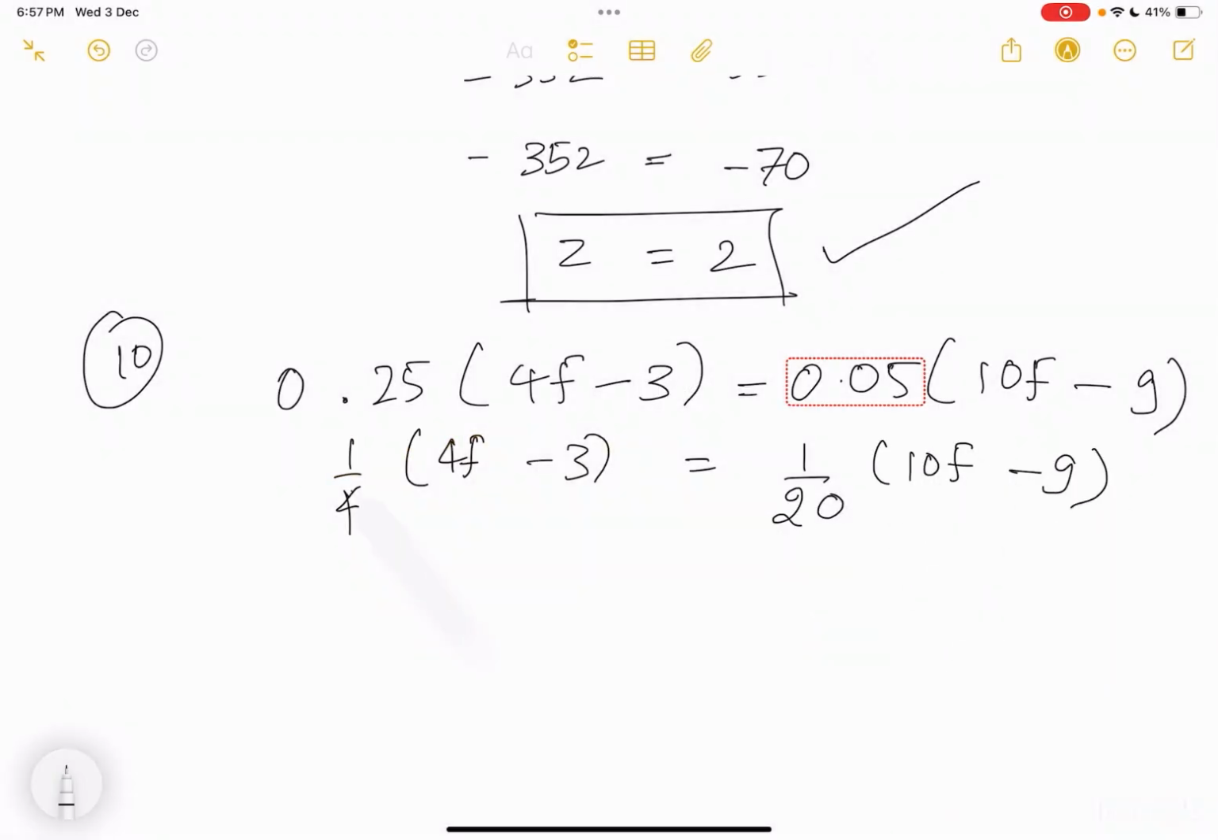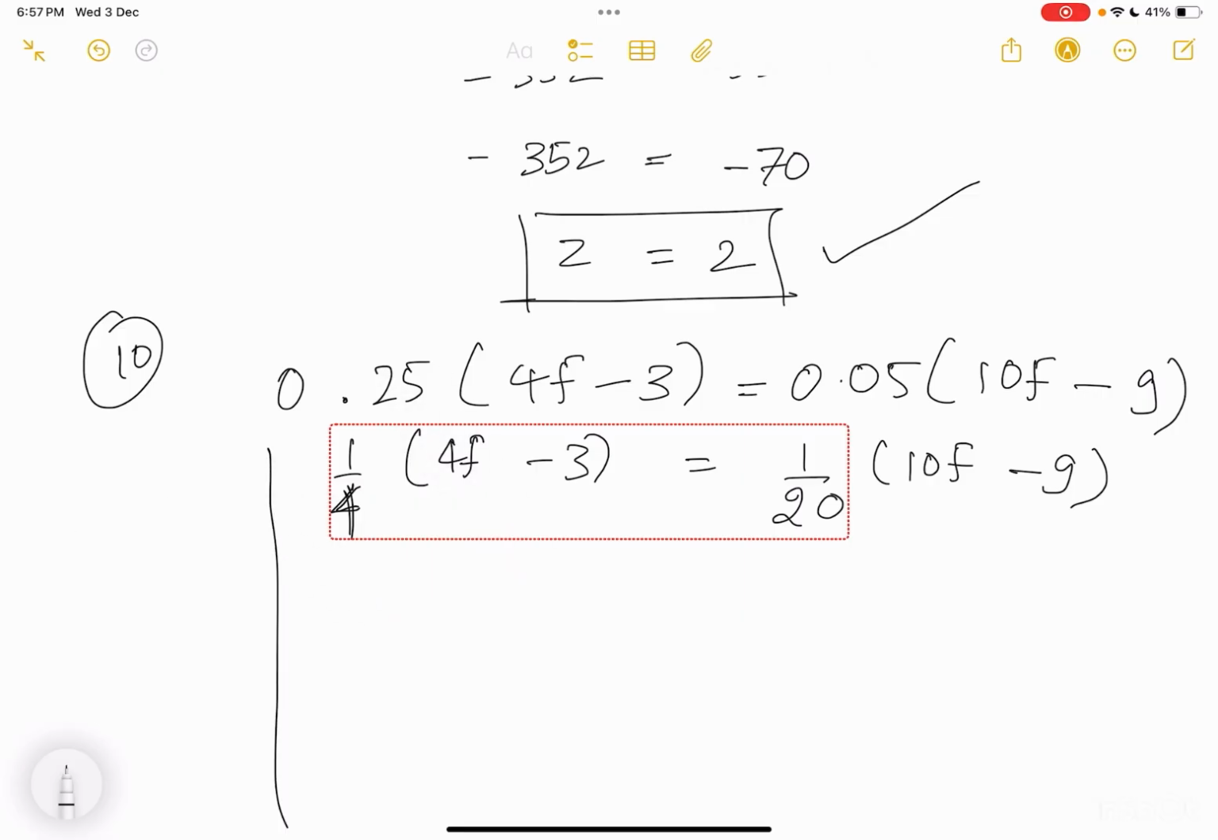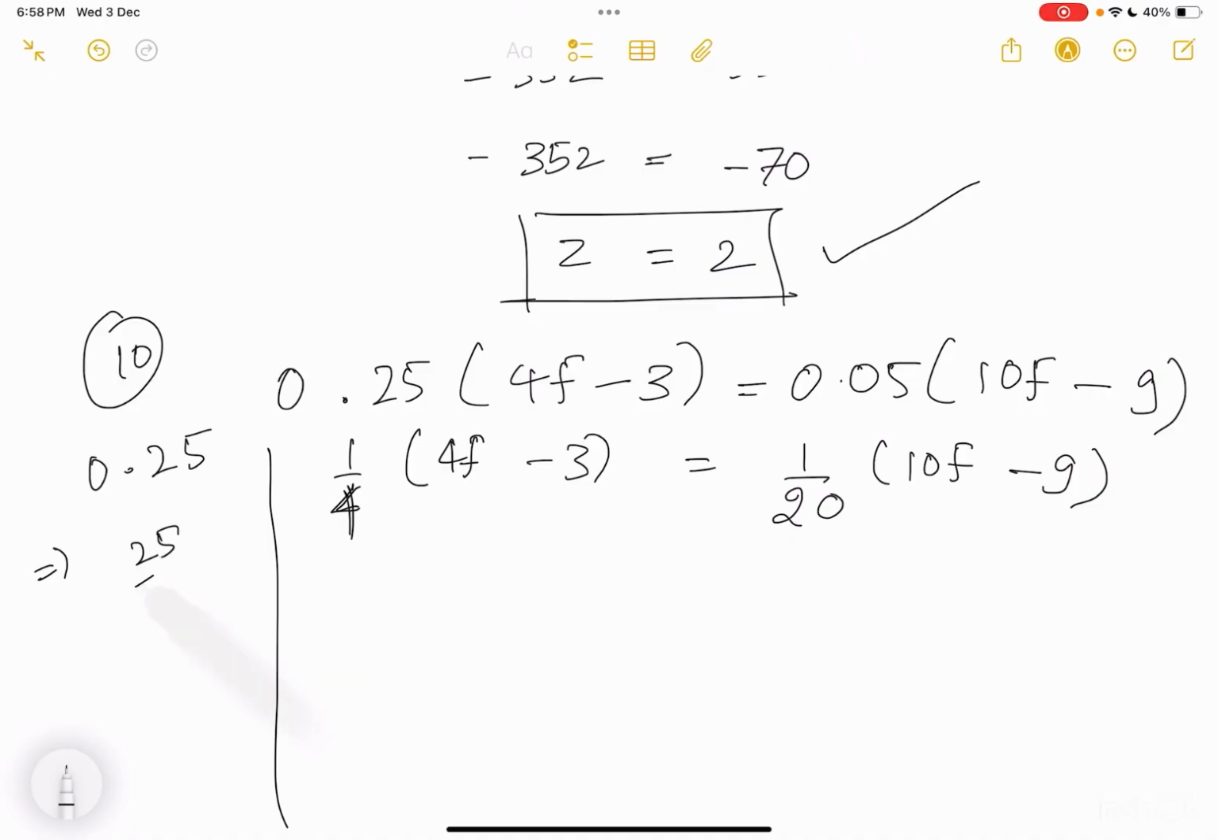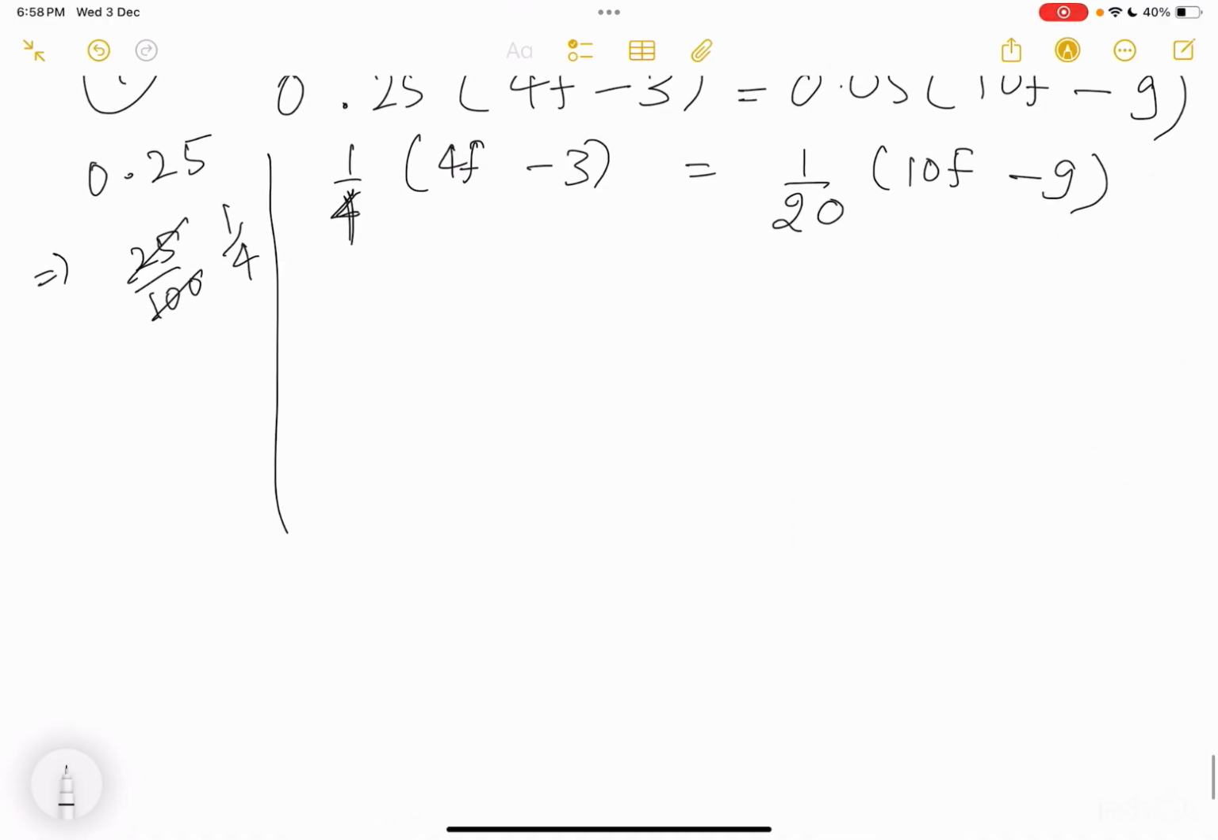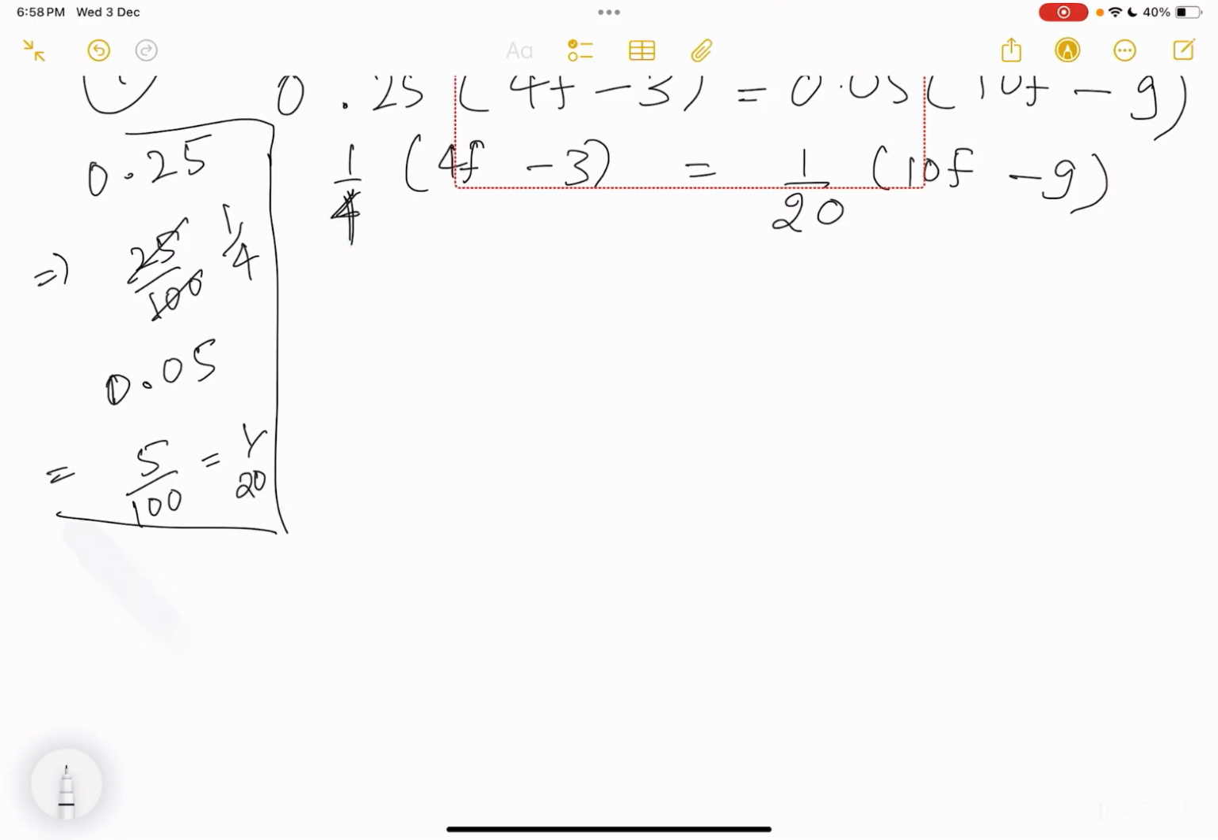And if you don't understand how I'm getting this, maybe someone might not understand, 0.25 can be written as 25 by 100. If you cancel this out, you will get 1 by 4. Now you can simply multiply the fraction with each term of the bracket. Then this becomes again a cakewalk.